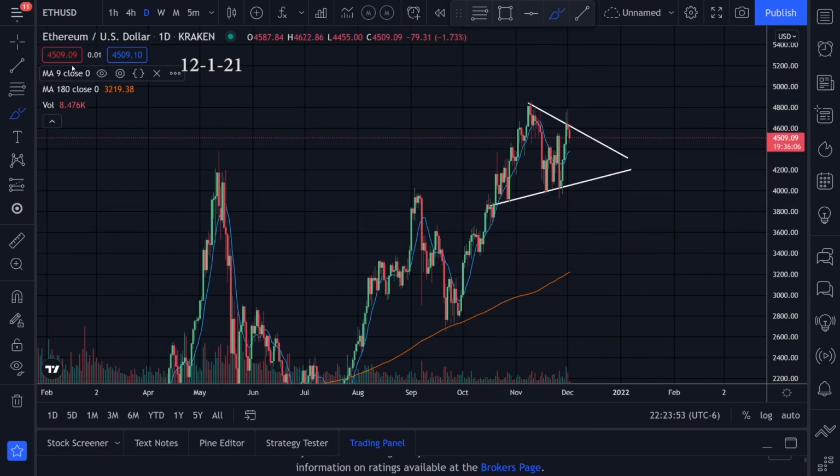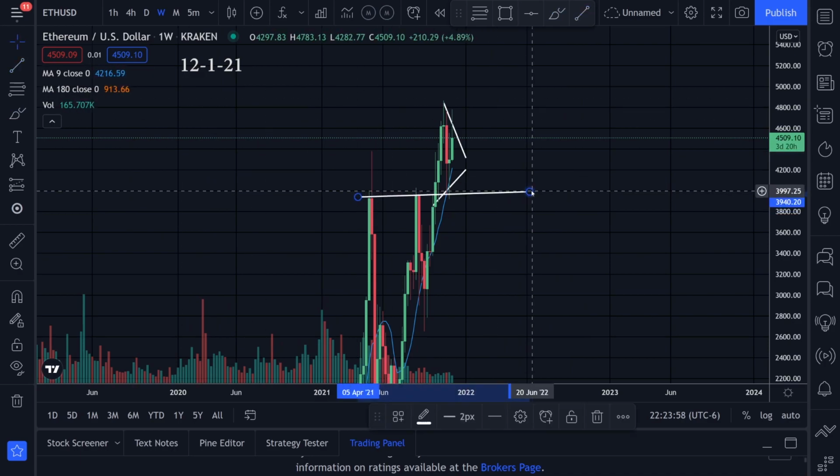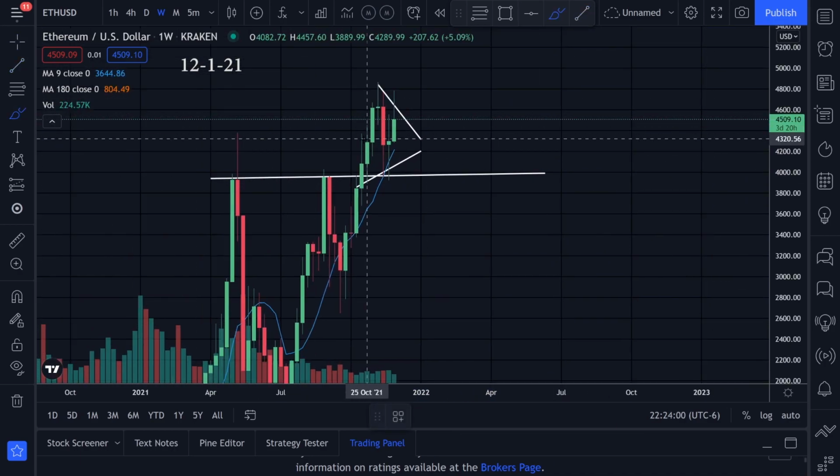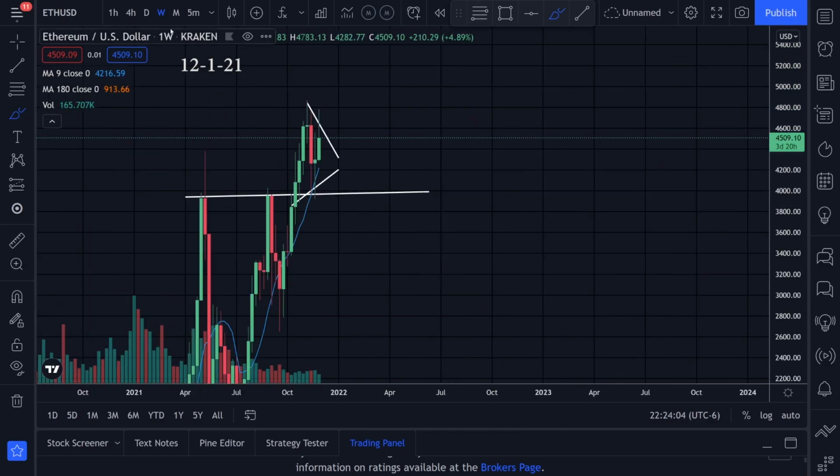And that's what I've been talking about. If we go to that weekly time frame, it lines up with my theory that we're gonna trade in here for a while and then maybe do something like that. But we're gonna have to wait and see.